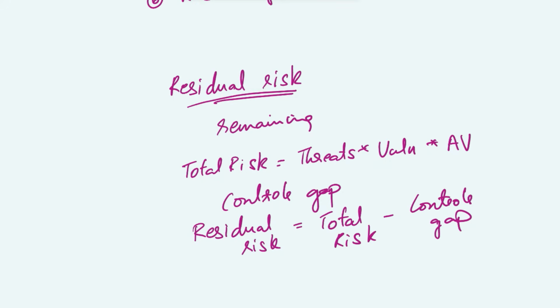So, how to implement the countermeasures and what are the different types of countermeasures like administrative, physical, logical, or deterrent, preventive? All that I have a different video which talks in depth about these. So, I will link it in the description box if you are interested.